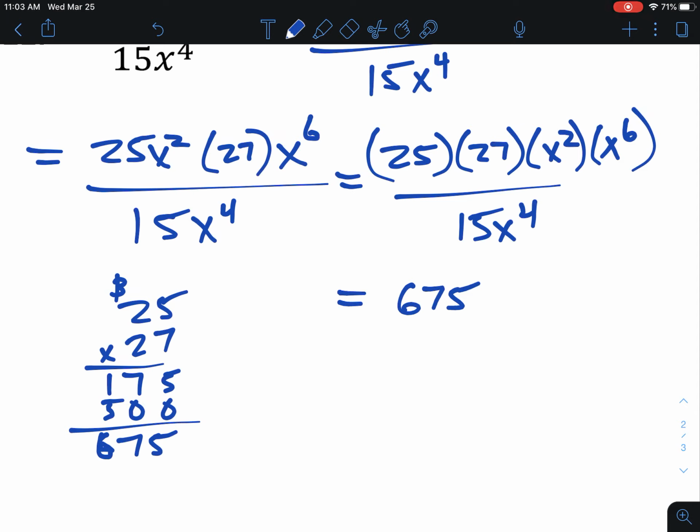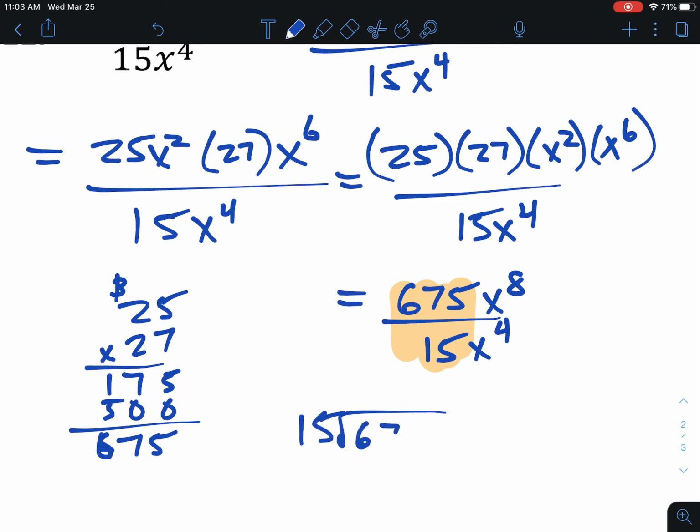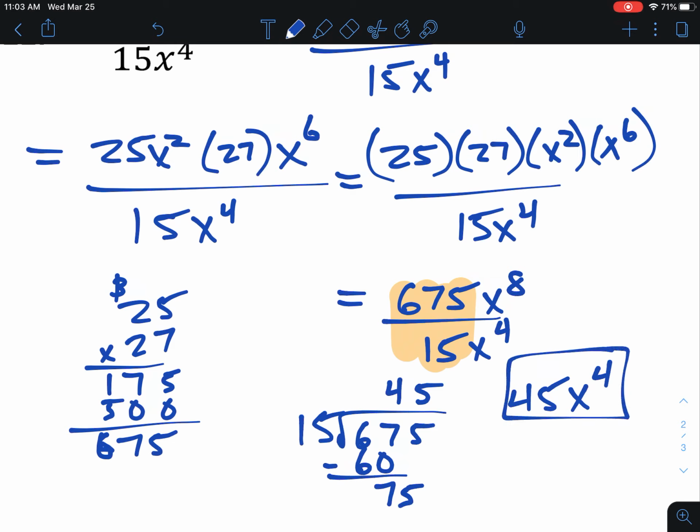Okay, so we've got 675. x squared times x to the 6 would be x to the 8th, because we're multiplying with the same base, all over 15x to the 4th. Okay, now we've got to just simplify a little bit. Let's do 675 divided by 15. 15 going into 675. Well, 15 going into 67 would be 4 times, because that would be 60. And we subtract, and we get 75. 15 going into 75 would be 5 times. So that would be 45. It's 5 times, yep, okay. So that would be 45x to the 4th. Because the x to the 4th there comes from subtracting your exponents.